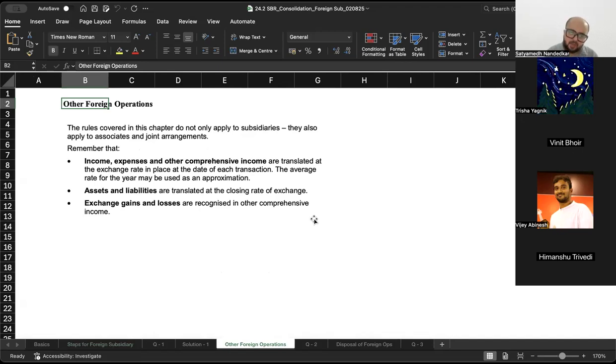The rules covered in the chapter don't apply only to subsidiaries, they also apply to associates and JVs. Remember that income, expense, and OCI are translated at the exchange rate in place at the date of each transaction, but basically you will use the average rate.